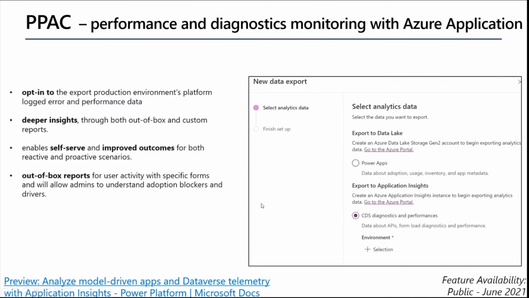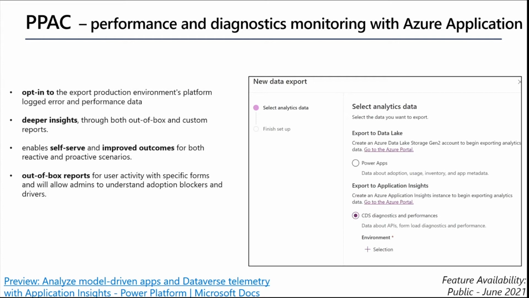So regarding the features itself, you can opt in to export production environment platform logged errors and performance data for unified interface form loads, plugins, and platform APIs through the PPAC, the Power Platform Admin Center. This data in Application Insights will allow you and your teams to gain deeper insights through both out-of-the-box and custom reports. The key here is that this enables self-serve and improves the outcome for both reactive and proactive scenarios.